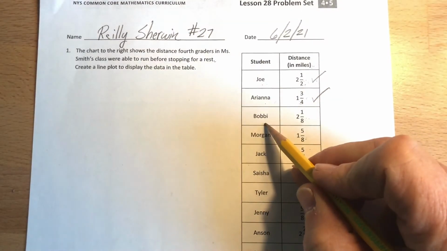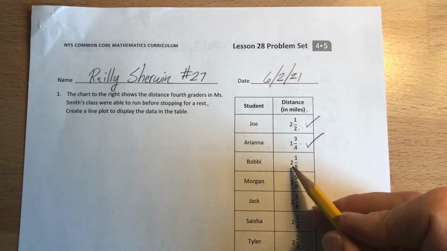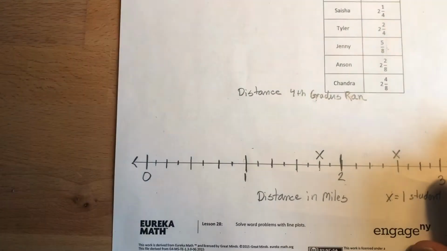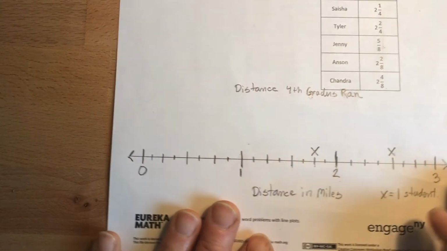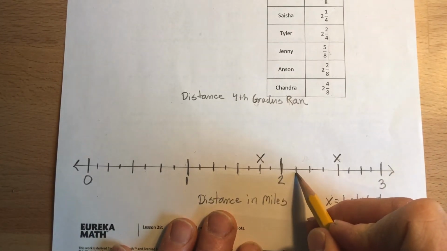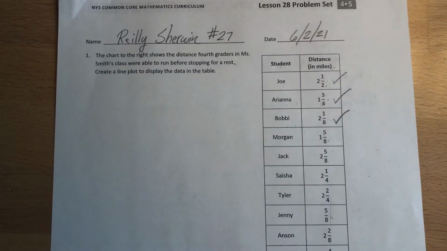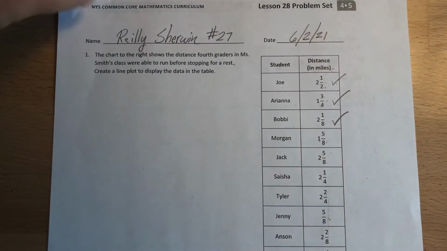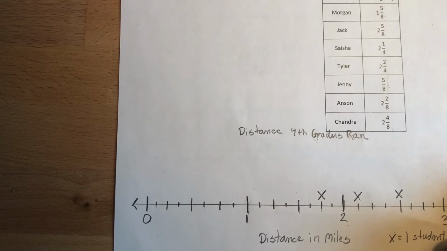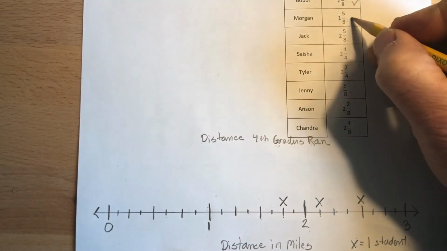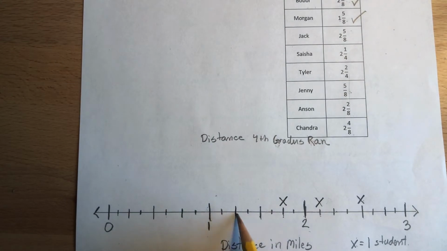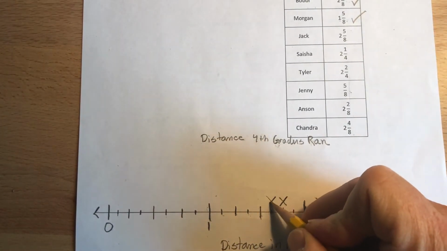All right, the next one is Bobby, and she or he is 2 1/8. So I'm going to get to my 2. Here's my 2. And then 1/8 is my first little mark there. It's an eighth. Okay, so I'm going to put the same size X right there. Good. Oh, I forgot to check it off up here too. So I'll do that, make sure I did that. Morgan is 1 5/8. Okay, so let's check out where Morgan is. 1 5/8. Okay, check her off. So I'm going to count up 5 here. 1, 2, 3, 4, 5. There we go. 1 5/8.